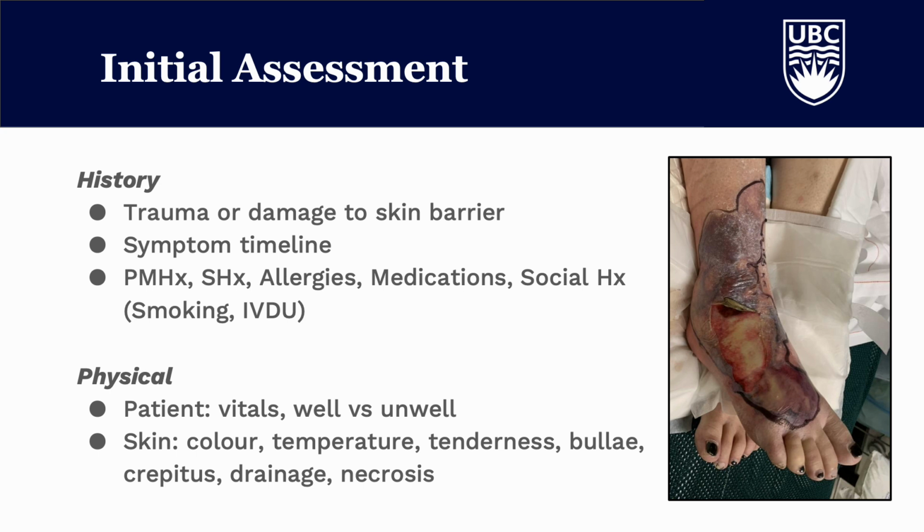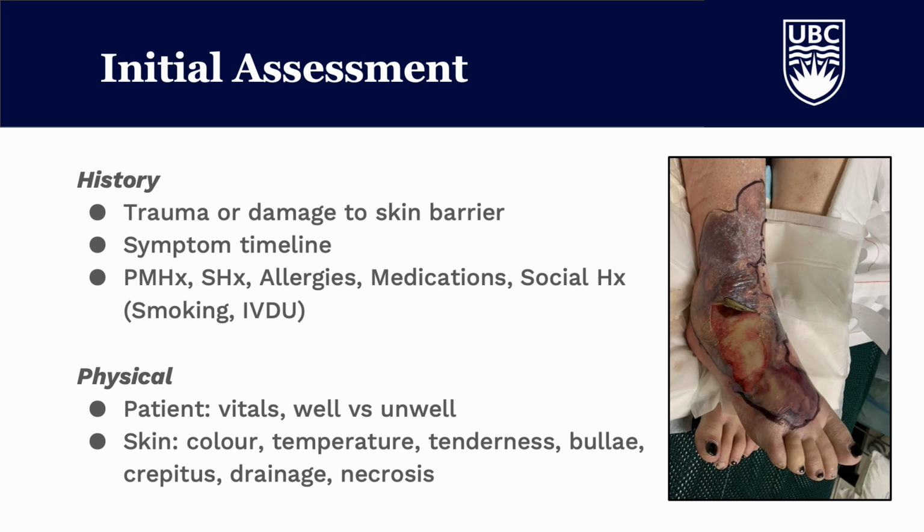When seeing a patient for possible necrotizing fasciitis, identify any history of trauma to the skin barrier and clarify the timeline of symptom development. Review the patient's background for risk factors such as immunosuppression, no fixed address, or IV substance use. On physical examination, first review the patient's vitals and level of consciousness to help determine if septic shock is of immediate concern.